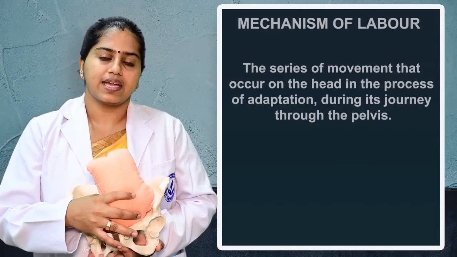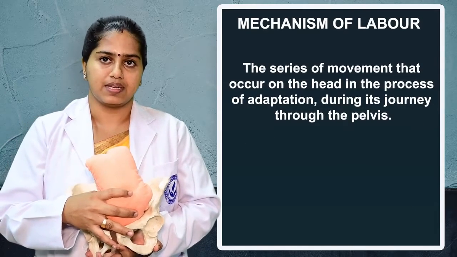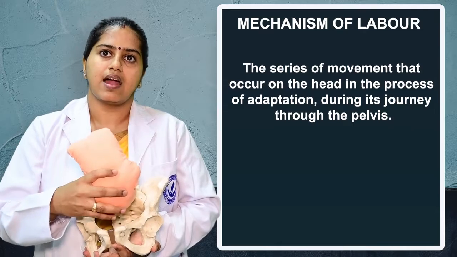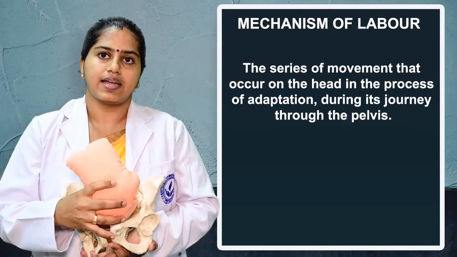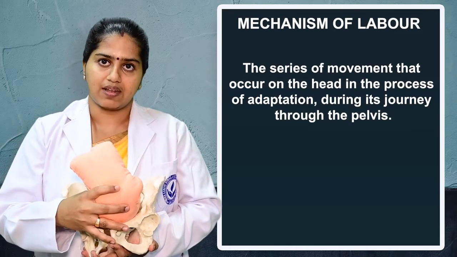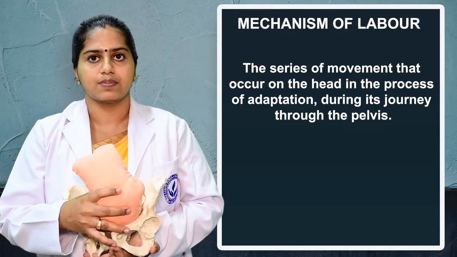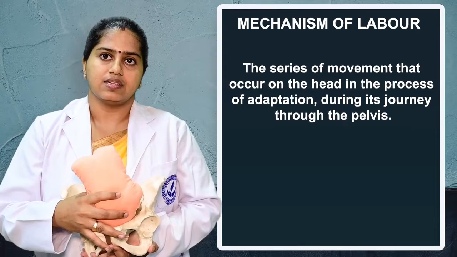Next, what is meant by mechanism of labor? A series of events, that is, cardinal movements that take place in the head in the process of adaptation during its journey through the pelvis or birth canal, is known as mechanism of labor.